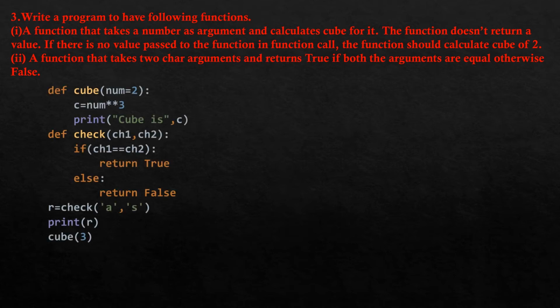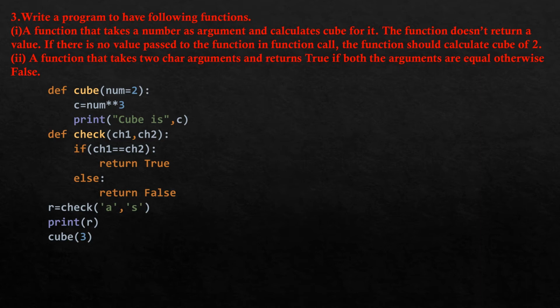Let's see. We have defined the first function cube. Here we have taken one parameter as num, which has a default value that is 2. Now we have raised it to the power 3 to find the cube. And one more function we have defined, that is check, which will take two character arguments and check whether both the characters are the same or not. If they are the same, then it will return true, otherwise false.